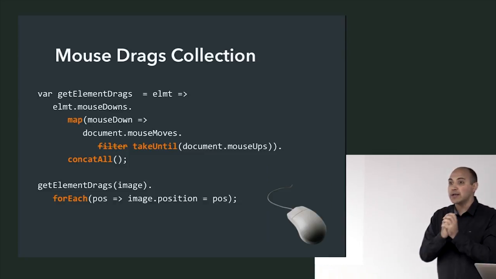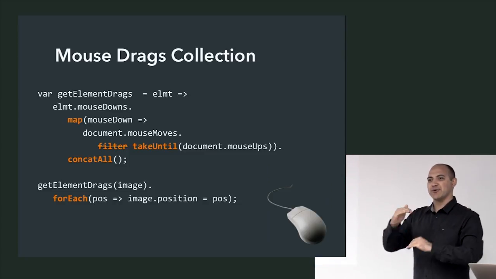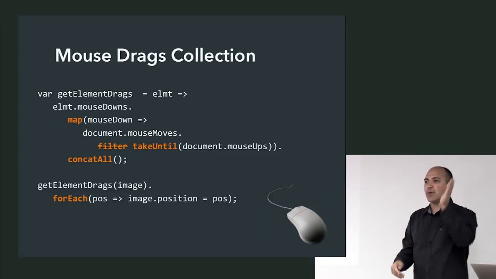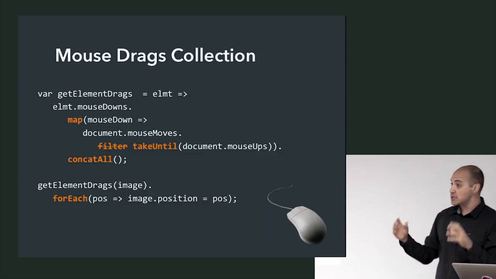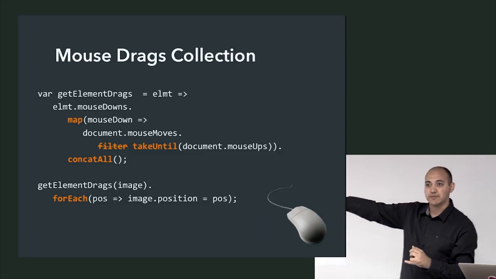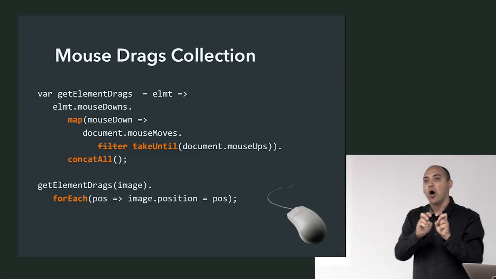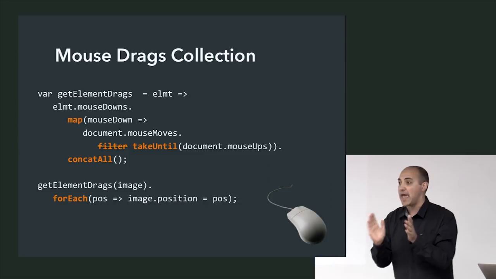So what we've done is create a collection. We've taken two collections which will go on for eternity. And we've actually combined them to create a collection that ends, because we listen to one collection until the other one fires. And that's what takeUntil does. So just like filter reduced the number of items in the collection, takeUntil reduces the number of items in the collection. What it does is it creates a collection of all the mouse moves until the next mouse up. And then the whole collection ends.